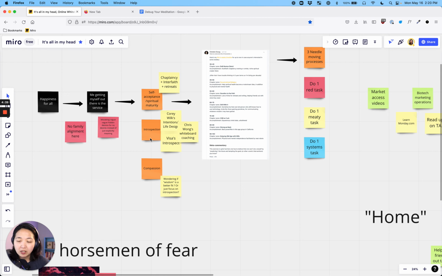And there is introspection as the secondary value. And what I thought was the third value was compassion. But I feel like now that I put this whole board together, although I like to say that I'm all about compassion, I realize a lot of what I'm talking about is a secondary effect of what I'm talking about and not the primary. So I'm wondering if wisdom, or just focusing on introspection, is actually a truer expression of my values.